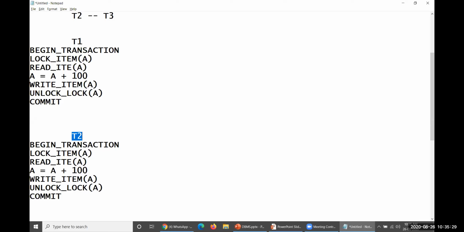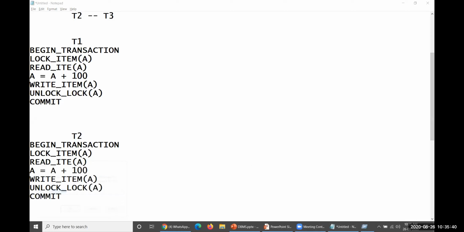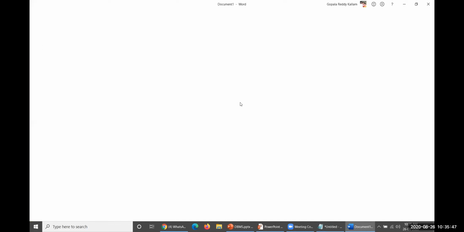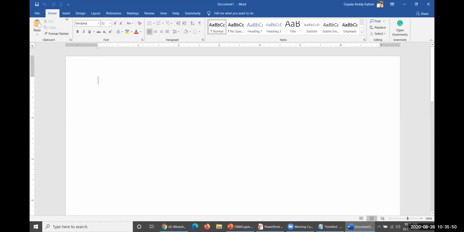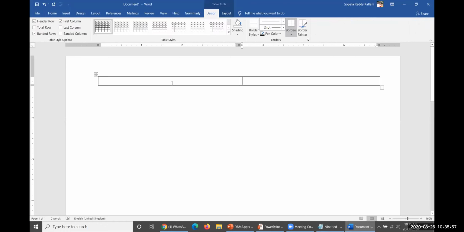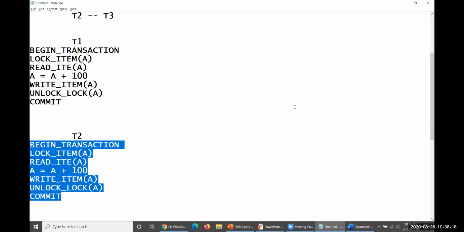Let me write the same set of statements. Wait for a while, I'll open WinWord, then it could be very easy to understand, because a table could not be drawn here. I'd like to draw a small table for you. Yes, this is transaction T1, and this is transaction T2. Now, how are the transactions being executed? Let us have a look. These are the statements being executed under transaction T1, and these are the statements being executed under transaction T2.